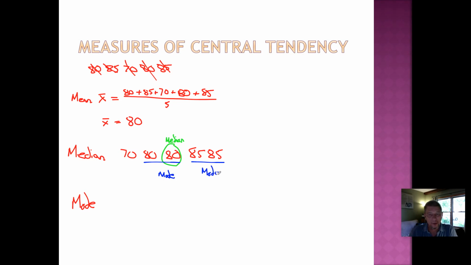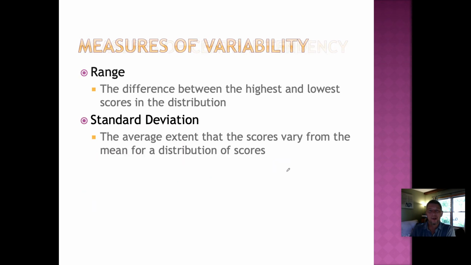Although this is a special case, this is what we call bimodal, meaning that there are 2 modes. There are 2 scores that have equally high frequencies. So this is a bimodal data set in this case. Now let's move on to measures of variability.